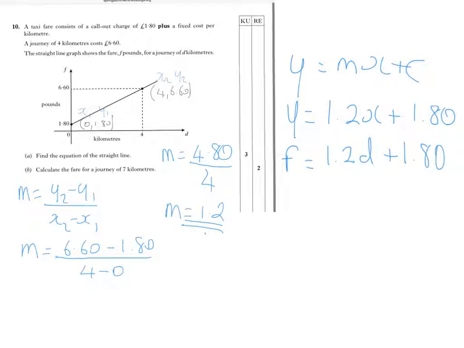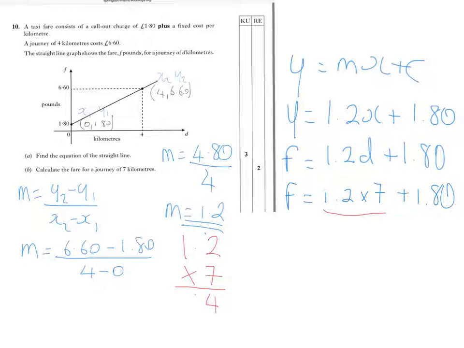So for a journey of 7 kilometres, it's pretty simple. Where I see d, I replace it with 7. So the fare this time is going to be equal to 1.2 lots of the distance, which is 7, plus £1.80. Now, I'm going to just go to the side and work out 1.2 times 7. Take your time with it. Don't do that in your head. Show your working. Line up the decimal point.